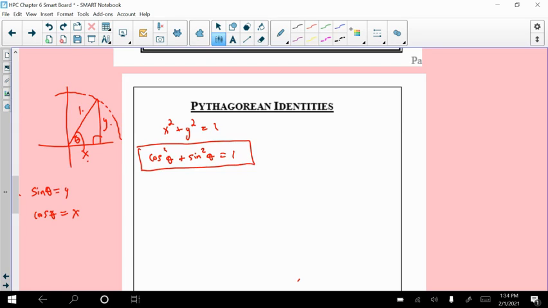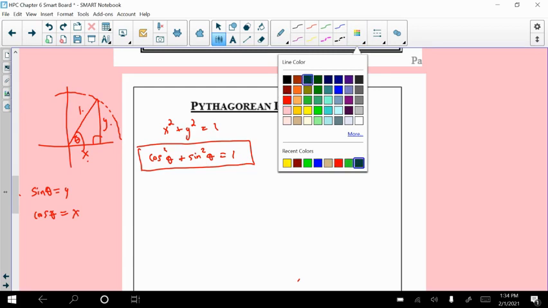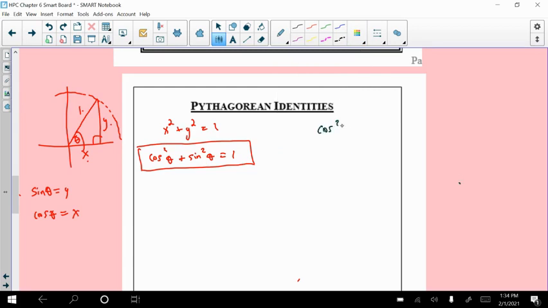And I know we talked about this in an earlier video: if you see cosine squared of theta, what does that mean? It means cosine theta times cosine of theta. Cosine squared, cosine times cosine. And same thing, sine squared is sine times sine. So that's our first Pythagorean identity: cosine squared plus sine squared equals 1, or using the commutative property of addition, sine squared theta plus cosine squared theta equals 1. Now, I'm going to derive the other two.